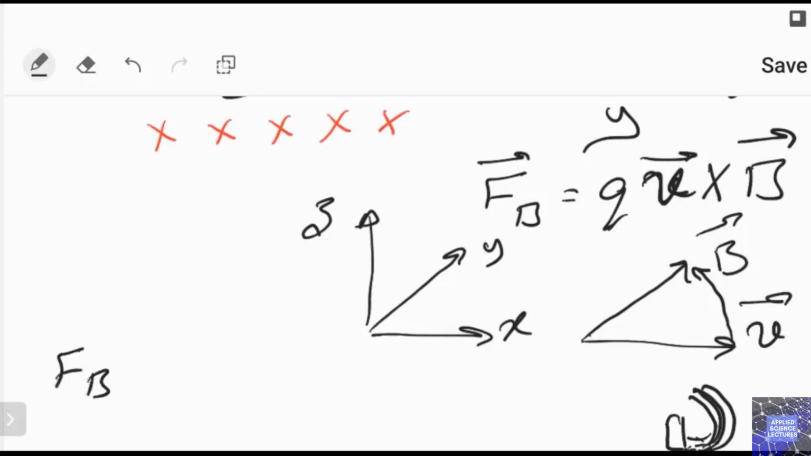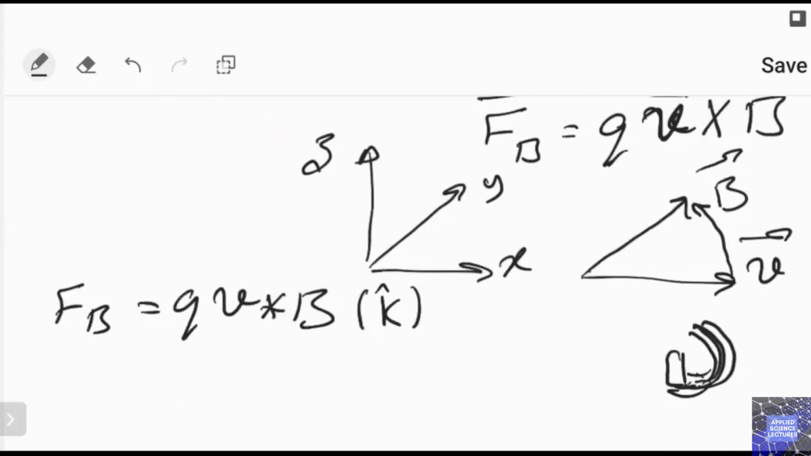And if I am to take again the magnetic force, FB will be Q V times B. Here the angle theta is 90 degrees, that's why sine theta is 1, and then the direction would be k hat. So this is the direction.